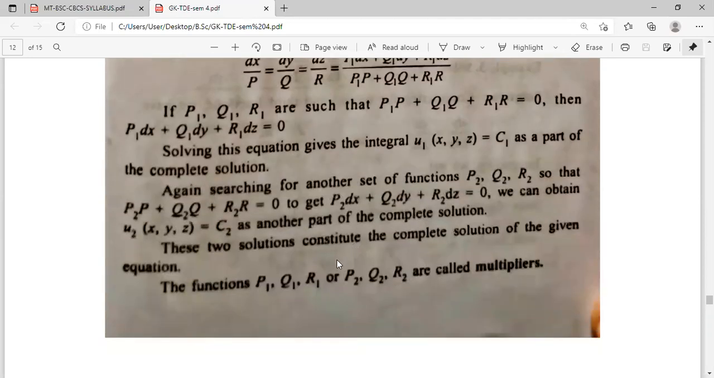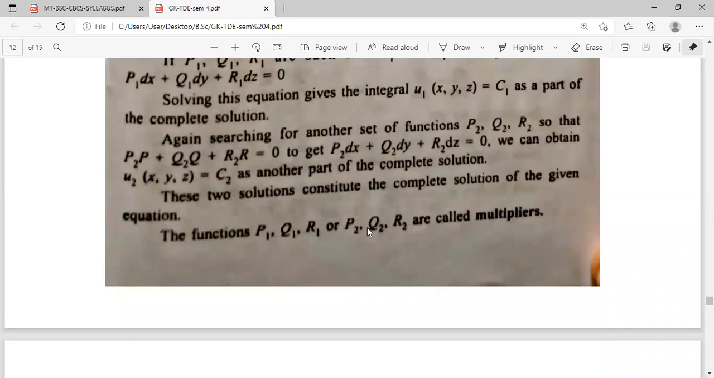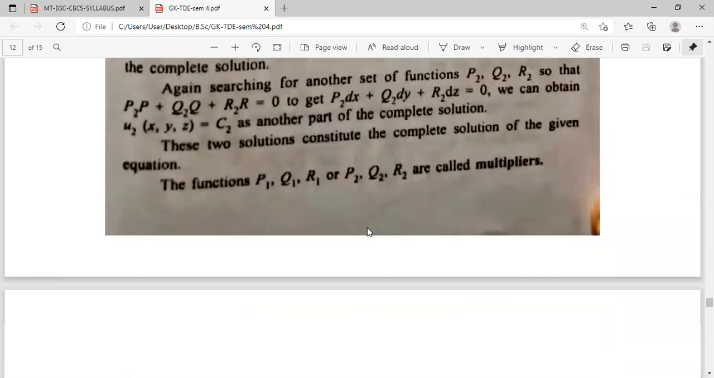Now these two solutions constitute the complete solution of the given equation. One solution is u1 of xyz equal to c1. The second one is u2 of xyz equal to c2. The functions p1, q1, r1 and p2, q2, r2 are called multipliers, and the method is called the method of multipliers. First one is the method of grouping. This is the second one, the method of multipliers.